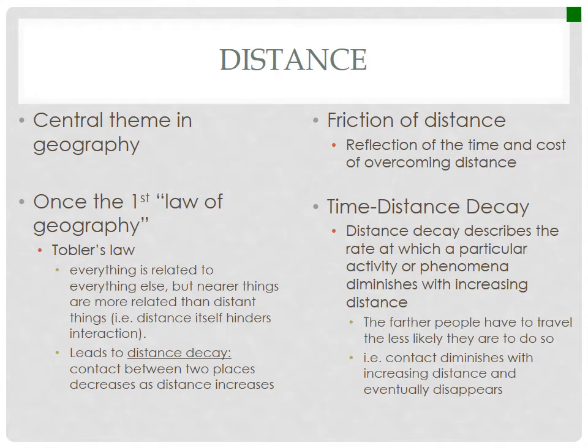All right, distance is a key theme with geography. The first law of geography, at least at one point, was Tobler's law, that everything is related to everything else, and the nearer things are, the more contact they're going to have with each other. As distance between two points or towns increases, the less interaction they're going to have. So there's two key points to this. One is friction of distance. It's a reflection of time and cost to overcome that distance. The second point is distance decay. So as time goes on, whether it's a phenomenon or people, as distance increases, the less interaction those two areas are going to have, and the more likelihood that their contact is eventually going to decrease.